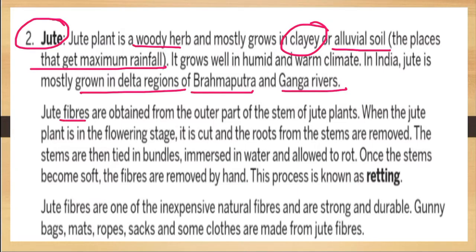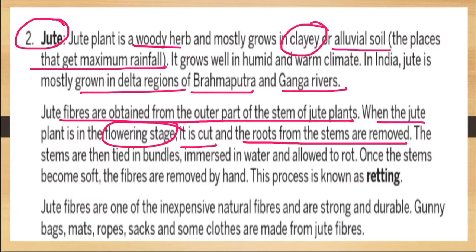Jute fibers are obtained from the outer part of the stem of the jute plant. When the jute plant is in the flowering stage, it is cut and the roots are removed from the stems. Why is it done in the flowering stage? Because we need young stems, and if the stems become mature, it will be very difficult to separate the fibers. That is why the jute plant is cut from the roots in the flowering stage.